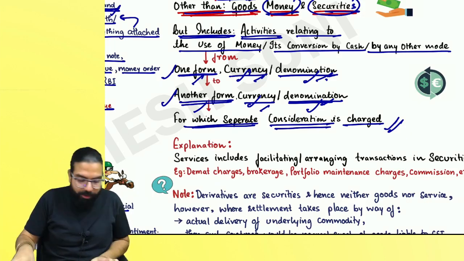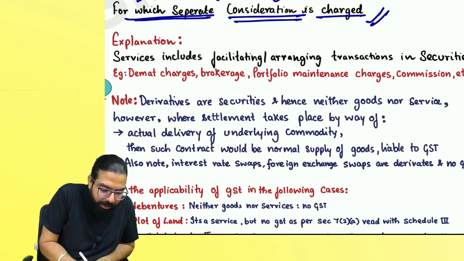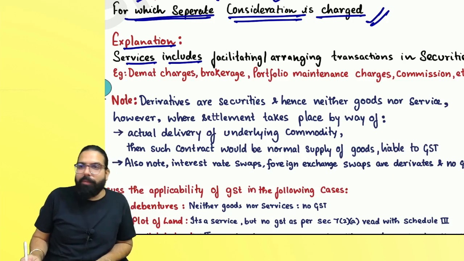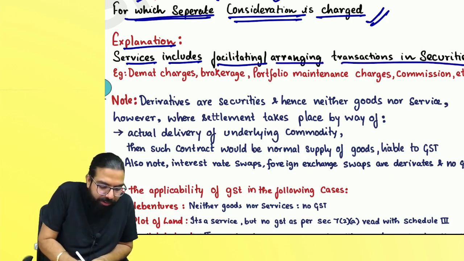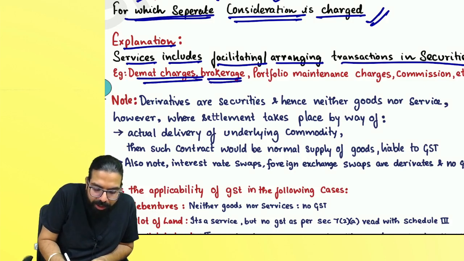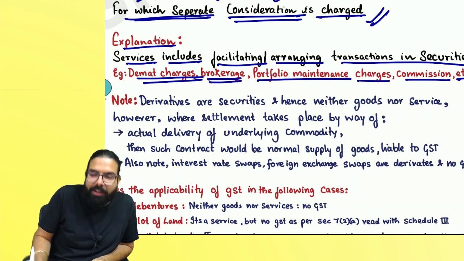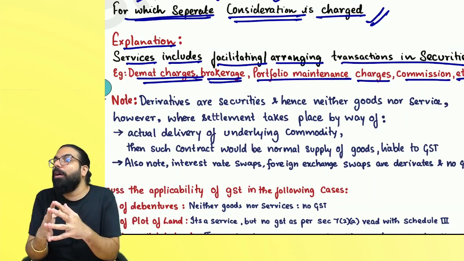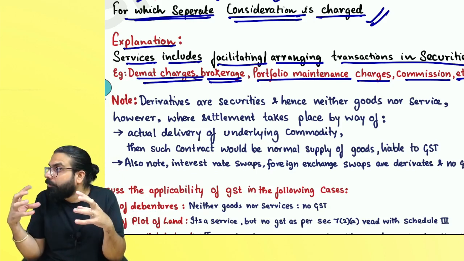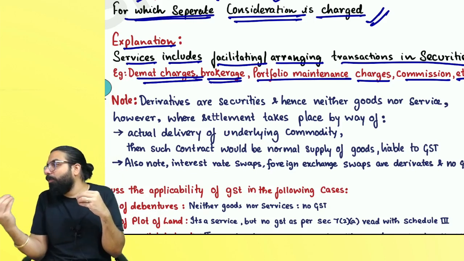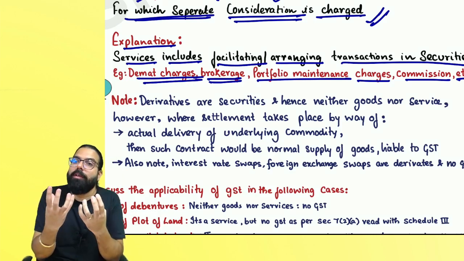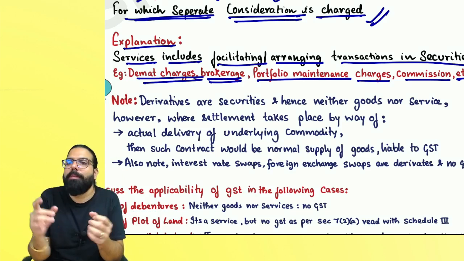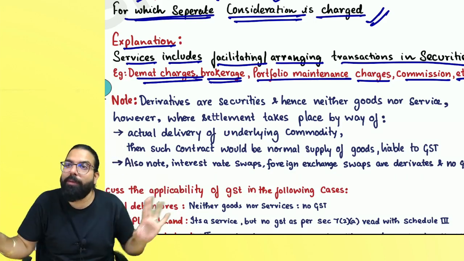Government told, beta wait. Government inserted one explanation. Service will always include facilitating or arranging transactions in securities: demat charges, brokerage, portfolio maintenance charges, commission, etc. When Motilal Oswal and all these brokerage firms go ahead and charge that brokerage, etc., they are giving what? They are not, Baba, GST will not come on shares buying and selling.